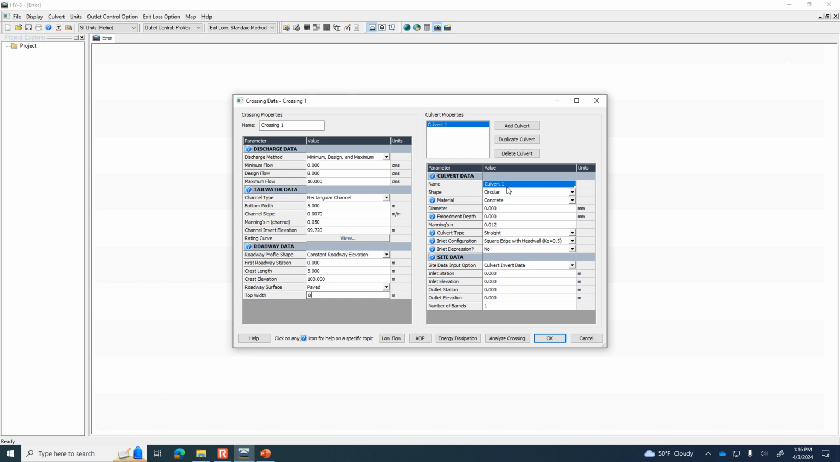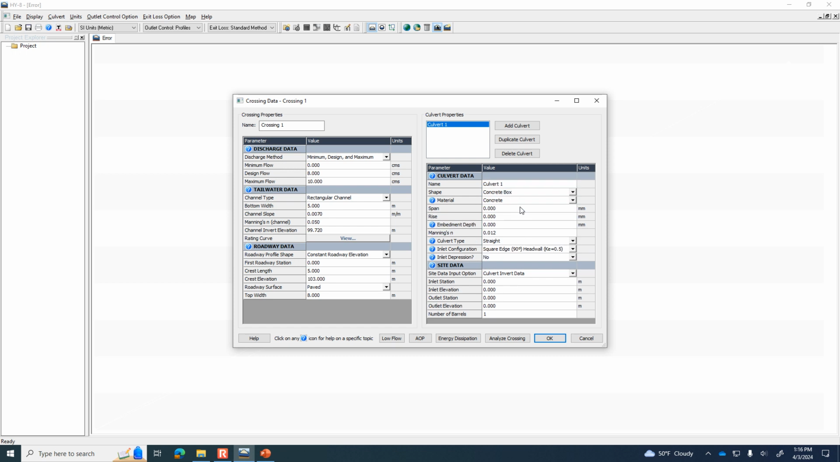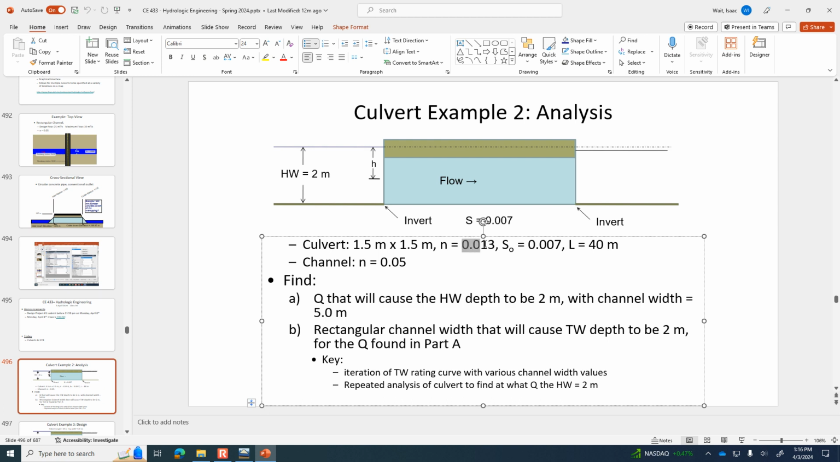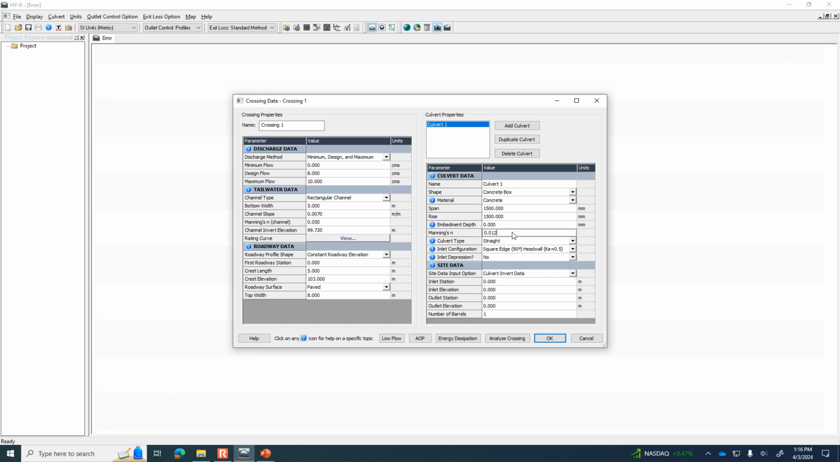All right, so our one culvert that we've got is not circular, it's a rectangular concrete box. So put in concrete box, the span of which is 1,500 millimeters. The rise is 1,500 millimeters. And we're not going to make any changes to the embedment depth, but I think that it did say the roughness of this concrete was 0.013. So we're going to have to change that Manning's n from 0.012 to 0.013. It's a little bit rougher. And we'll leave all of the inlet configuration as just the default, kind of middle of the road typical values.